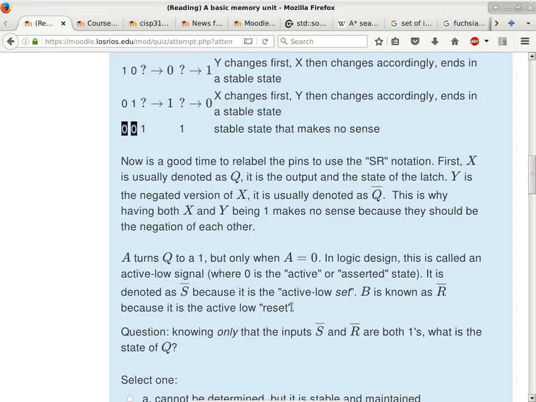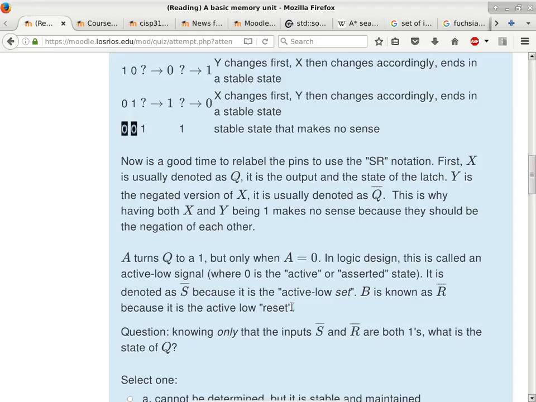Negation, right? Because when you type on the keyboard, it's really hard to do the overbar. So a slash really means negation. So /S means it is an active low signal to set the latch. It's active low, which means when there's a low, you are actually saying, yes, do it. The other one is /R, which is an active low signal to reset the state of the SR latch.